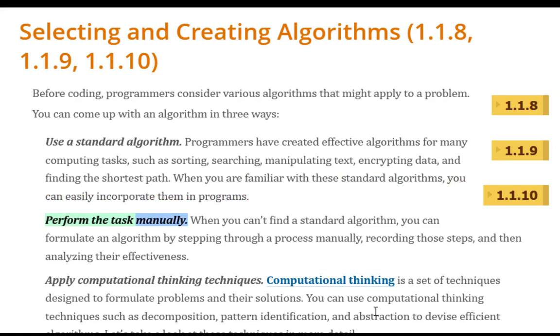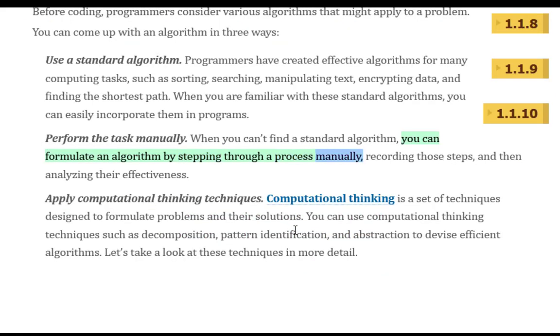Perform the task manually. When you can't find a standard algorithm, you can formulate an algorithm by stepping through a process manually, recording those steps, and then analyzing their effectiveness. Apply computational thinking techniques. Computational thinking is a set of techniques designed to formulate problems and their solutions. You can use computational thinking techniques such as decomposition, pattern identification, and abstraction to devise efficient algorithms. Let's take a look at these techniques in more detail.